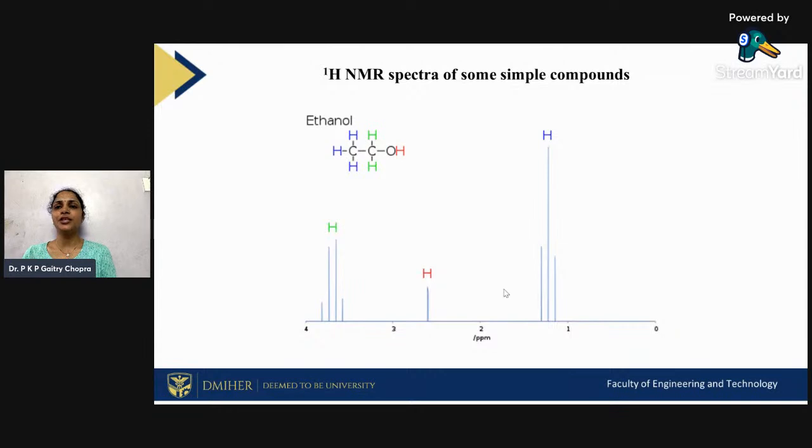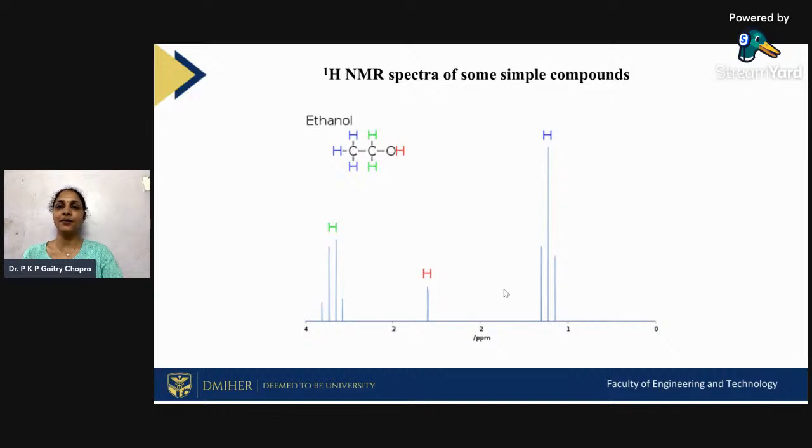So now we come to the spectrum of simple molecules. Here we are seeing the spectrum of ethanol. This spectrum is again showing the spin-spin splitting as well. Everything is given in different colors. So here we have 3 sets of equivalent protons, as we have already seen in ethanol. One is for CH3, the CH3 protons, they are equivalent. Second is CH2 protons, this is the second set of protons, and the last set of protons is your OH proton.